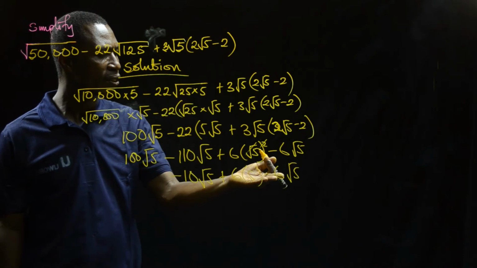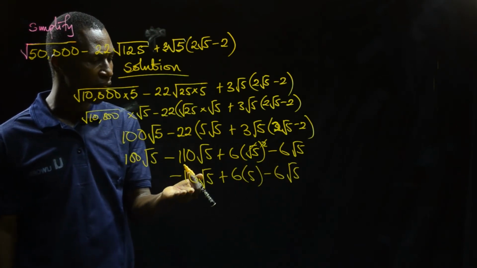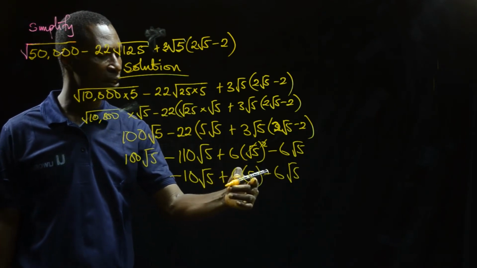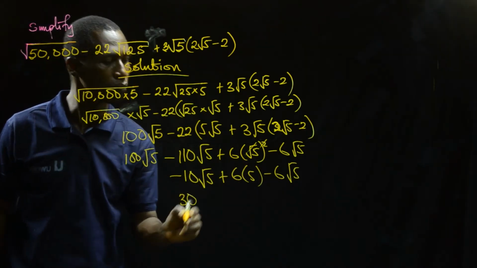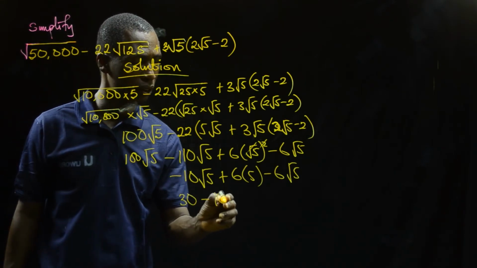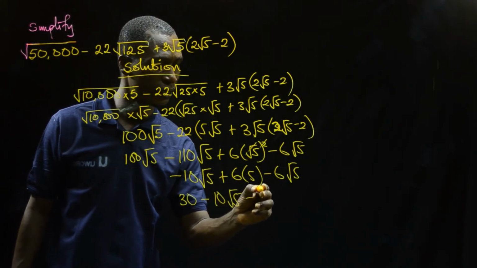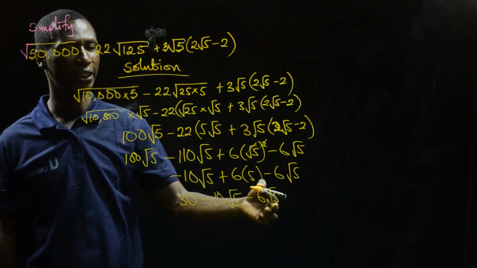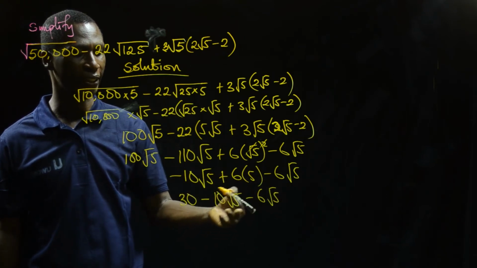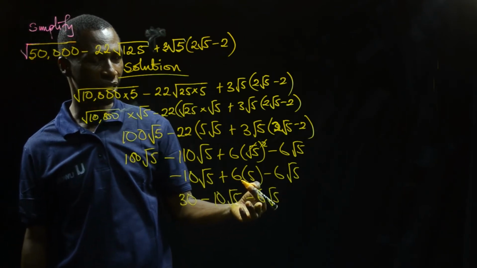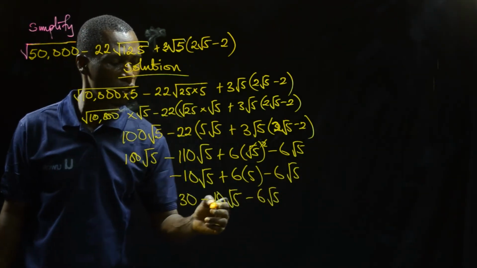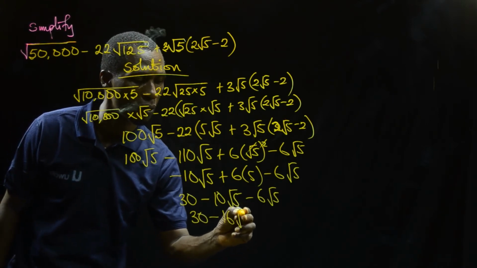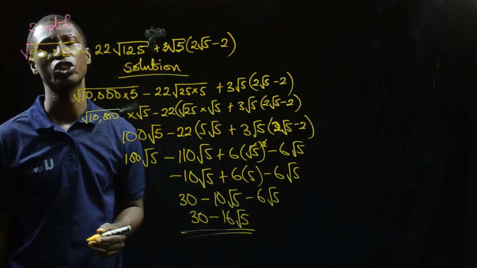Good. Now I've got 6 root 5 and negative 10 root 5. Then we have got 6 into bracket 5, so 6 and 5 is going to give me 30. Then I have got minus 10 root 5 minus 6 root 5. When the figures under the root are the same, we can subtract or add. So negative 10, negative 6 is going to give me negative 16. So my final answer is going to be 30 minus 16 root 5. So that is the solution to the question.